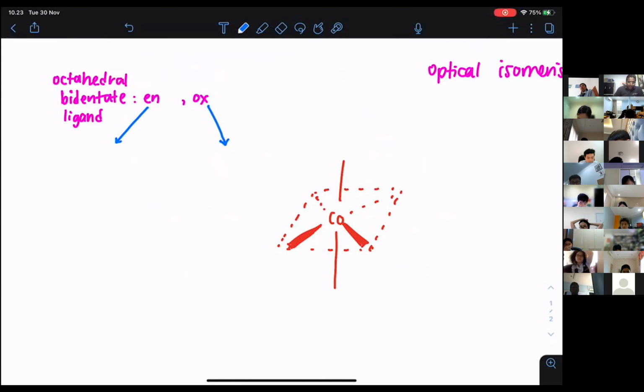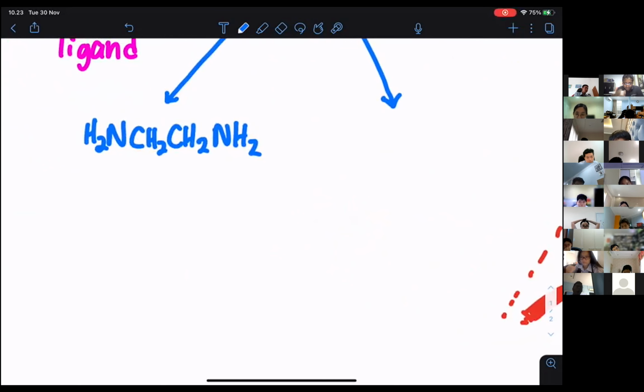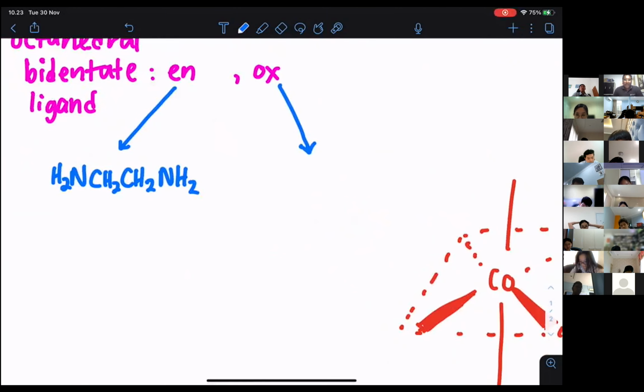Why? En will always start with CH2, CH2, ends with NH2. So the ligand, the lone pair is going to be from this nitrogen. I will remove that first. So this is a bidentate En, and then the C2O4 2 negative. Do remember this one, En, is neutral.